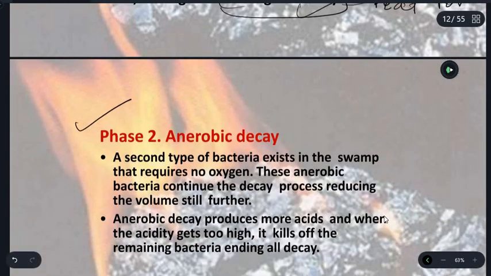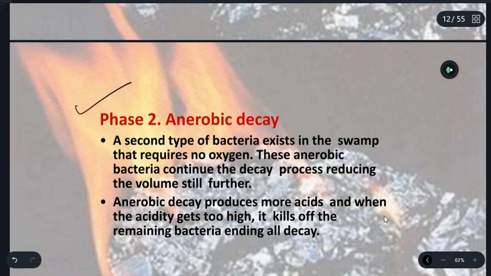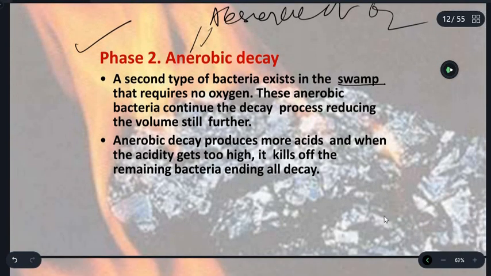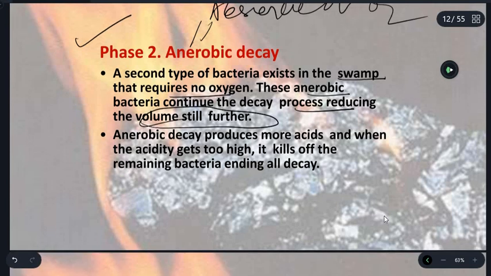Phase 2, anaerobic. What do you mean by anaerobic? Absence of oxygen, right? Absence of oxygen. The second type of bacteria exists in the swamp area that requires no oxygen. These anaerobic bacteria continue the decay process, reducing the volume. Volume वहाँ पे भी reduce होगा, ठीक है.